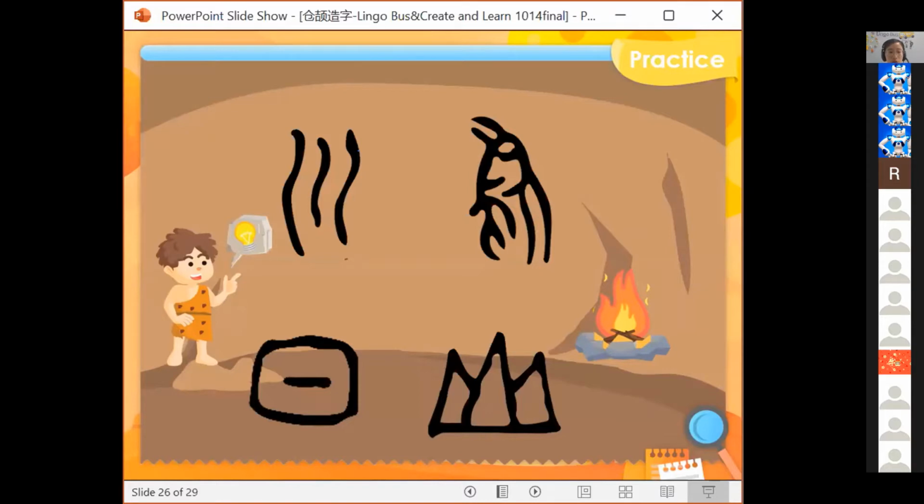Let's start with the first one. Now you know most Chinese characters are pictographs. So think about what it looks like. Yes, it's river, 水, water, 水.